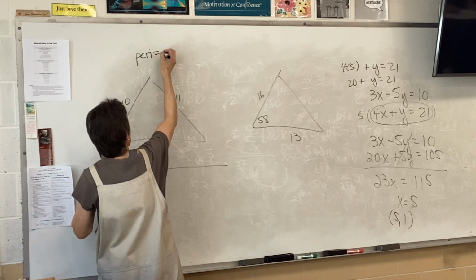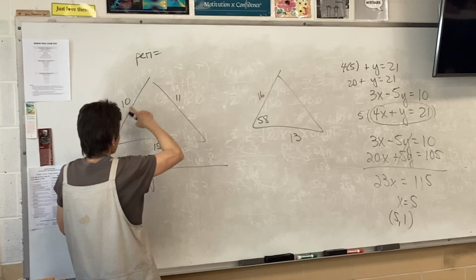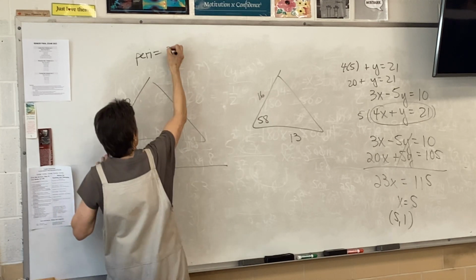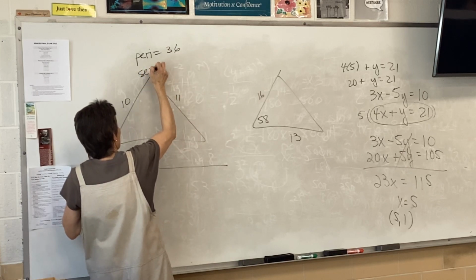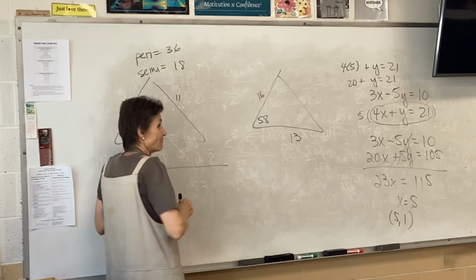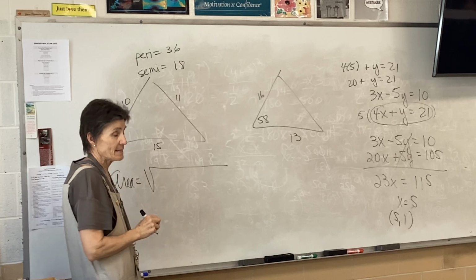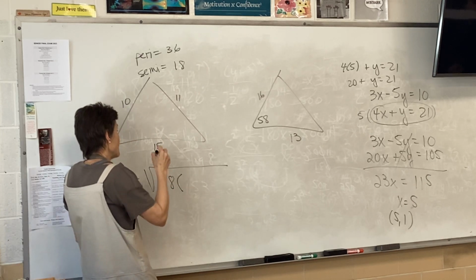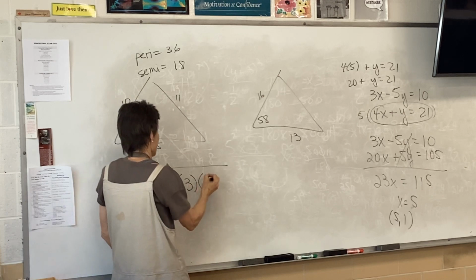These problems are so easy. What's the perimeter of this triangle? 36. The semi-perimeter is half of that, 18. So we put an 18 here, and then we do 18 minus each side.